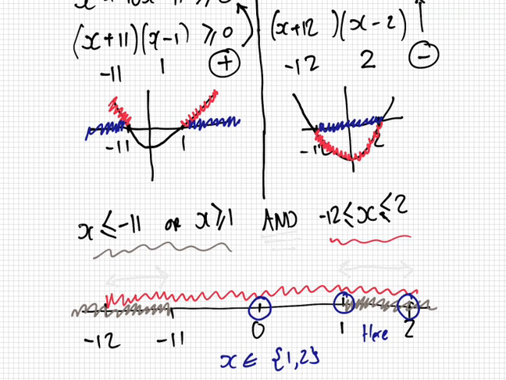How to do that in graphical method? How to do what in graphical method? Yeah, the number line. Which number line? The last number line. Here x is less than minus 11, so it's to the left of minus 11, and it's greater than 1, and it's between minus 12 and 2. So there's minus 12, and there's 2, and it's between those. It's just a number line. There's nothing fancy here.